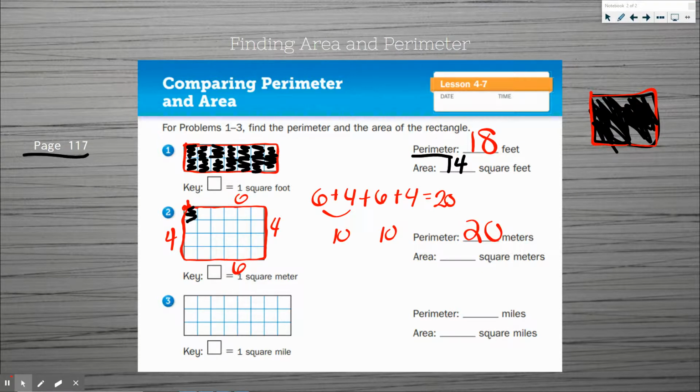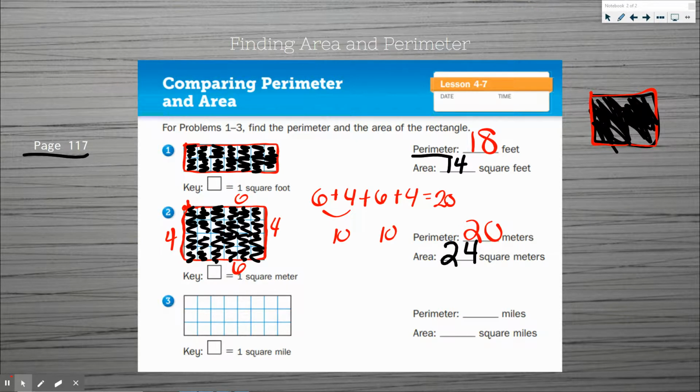So 1, 2, 3, 4, 5, 6, 7, 8, 9, 10, 11, 12, 13, 14, 15, 16, 17, 18, 19, 20, 21, 22, 23, 24. The area of this rectangle is 24 square meters.